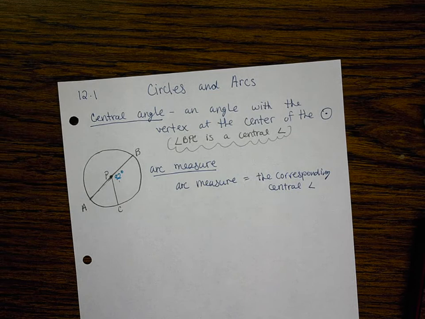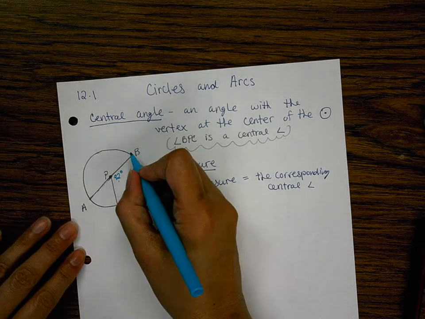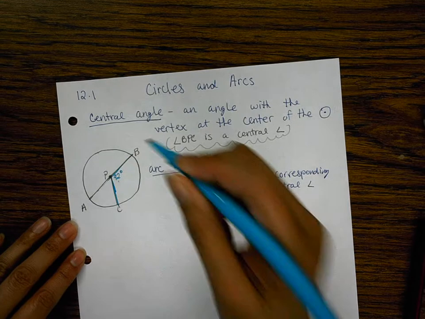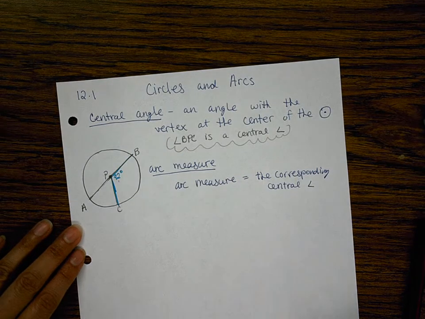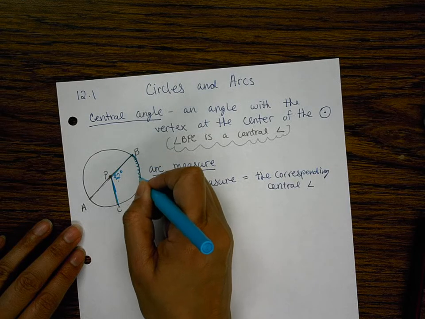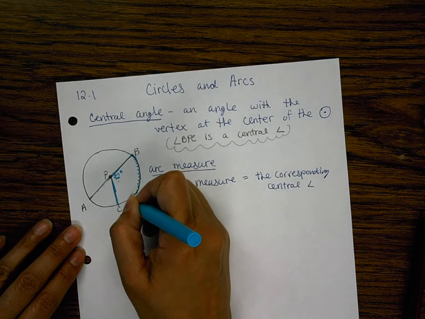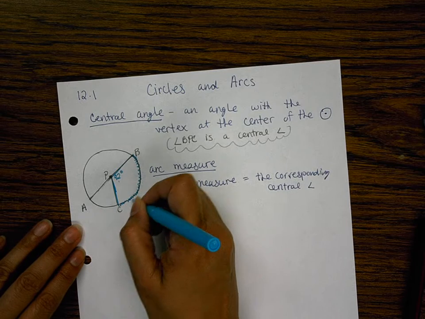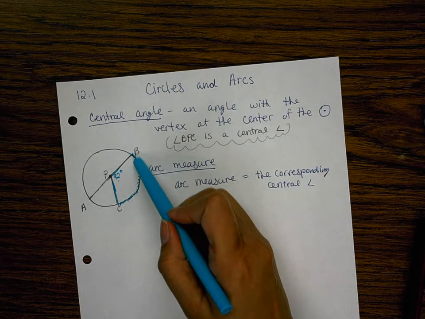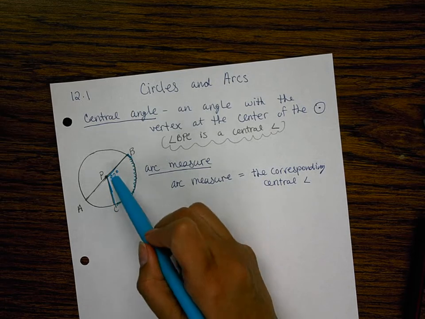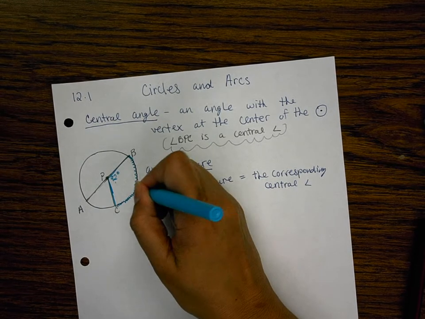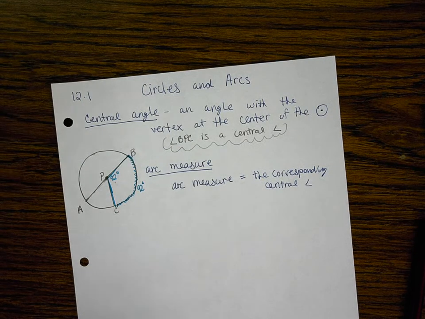Okay, what does that mean? Angle BPC goes from B to P to C. And the corresponding arc is this arc right here. Kind of like if you took a big slice of pizza, it would be the crust piece here. So the arc measure for BC would equal its corresponding central angle. So this arc measure out here is also 92 degrees.